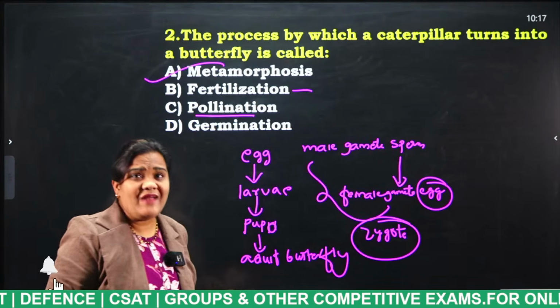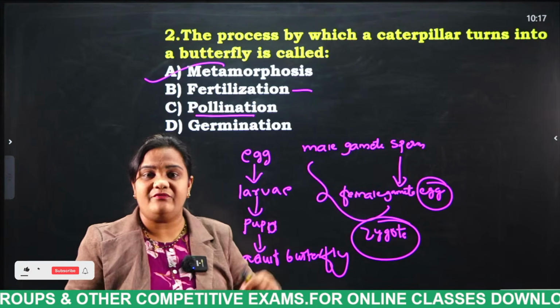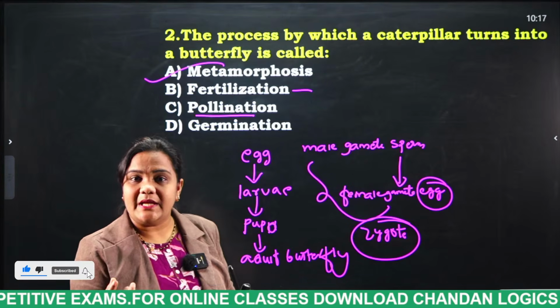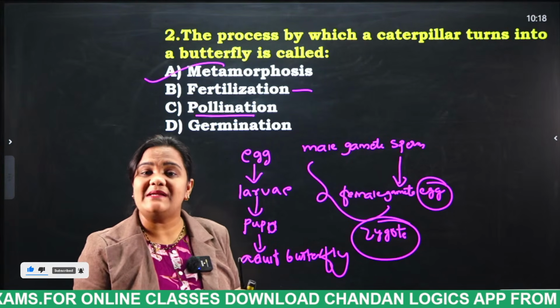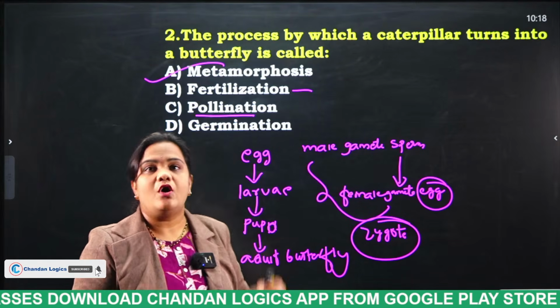Pollination. And what do you mean by germination? In general, farmers will sow the seeds. If the plants arise from the seeds, we call it germination. Okay, done.